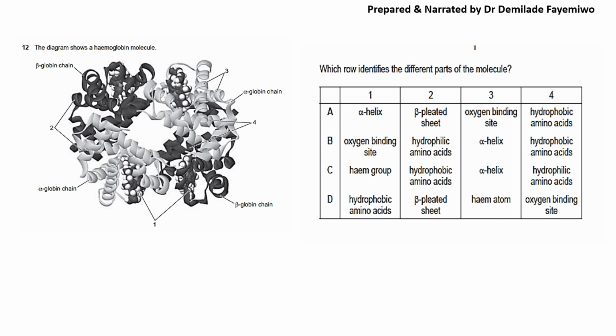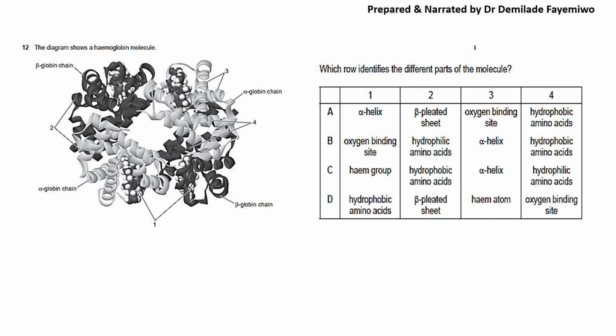what I've done. So question 12 here says the diagram shows a hemoglobin molecule. If you remember from the videos that I've done, the hemoglobin molecule is made of 2 alpha globins and 2 beta globins. So I guess that's what I would ask you to bear in mind for now while we look at the question. Which row identifies different parts of the molecule? Oh, that's a very good one.